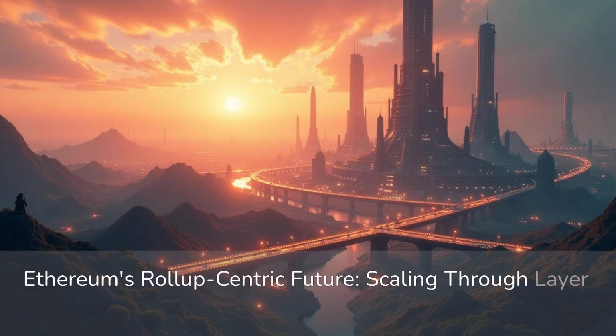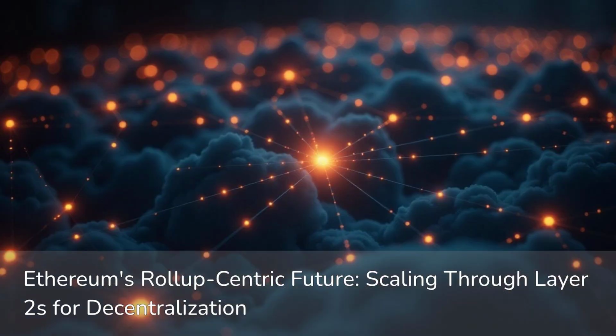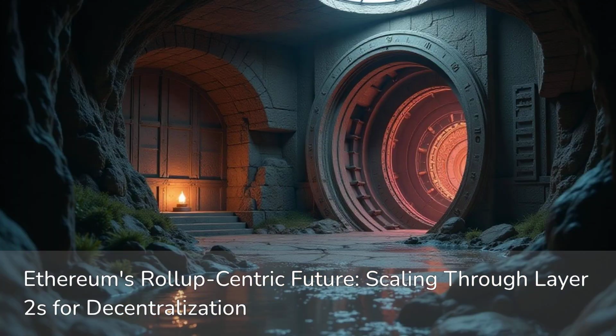But for Ethereum specifically, the roadmap is crystal clear. The future is rollup-centric. Ethereum's core developers have made it clear that scaling will come primarily through Layer 2s, with the base layer focusing on decentralization and security. Ethereum 2.0 upgrades like proto-danksharding and full sharding will eventually make rollups even cheaper and faster by increasing data availability. In this model, the Layer 1 becomes a highly secure, decentralized settlement layer, while the Layer 2s handle the day-to-day user activity.